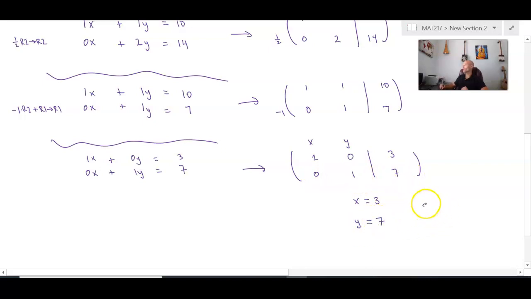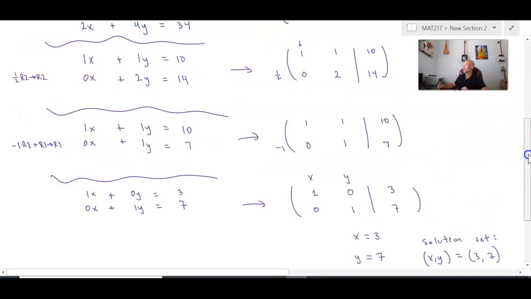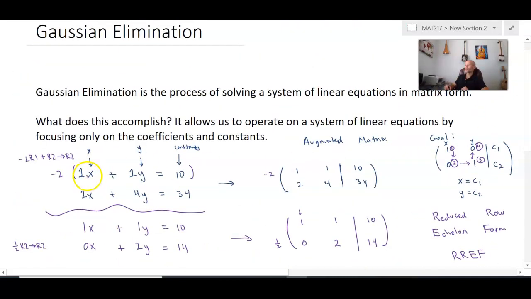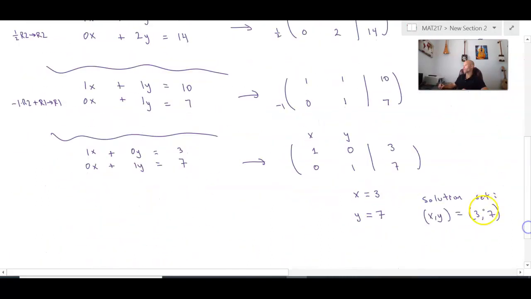And now our solution set is the pair (x, y) equals (3, 7). And we can verify that that's the solution. We can take 3 plus 7, that's 10. 2 times 3 is 6. 4 times 7 is 28. 6 plus 28 is indeed 34. So we know that this solution checks out.